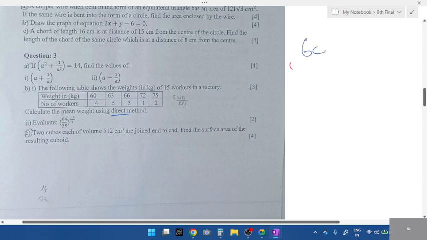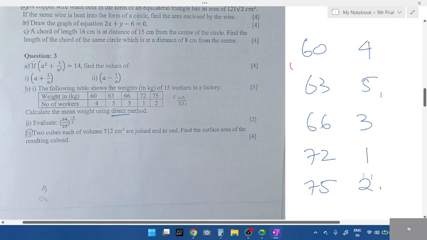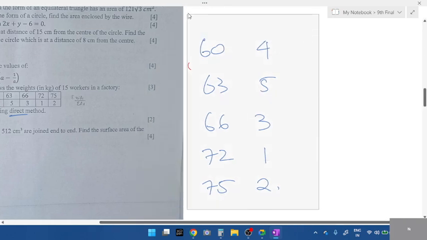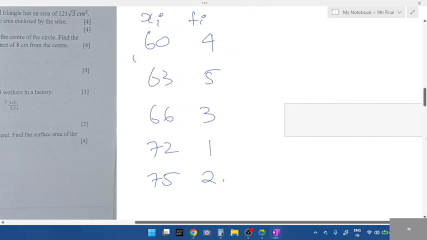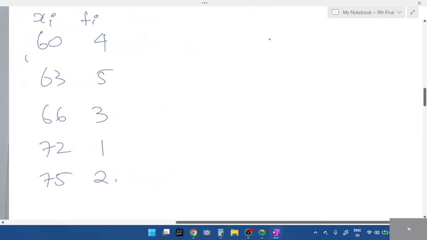Okay, I'll be quick, students. There's less time. I'll be quick. 60, 63, 66, 72, and 75. What are the values? 4, 5, 3, 1, and 2. Yes. Now, first tell me the direct value. This is xi, this is fi. What's the formula? Summation of fi xi divided by summation fi.